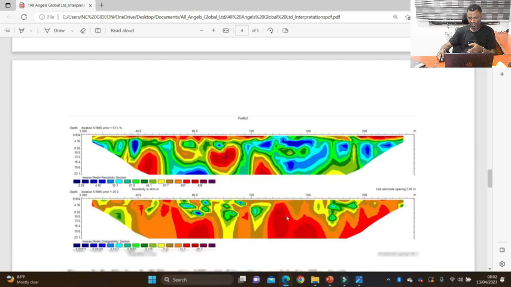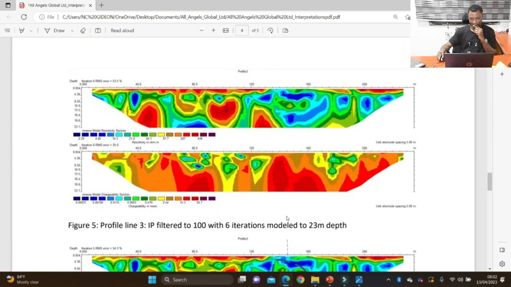Then look at the third profile. Here we applied 6 iterations, and we filtered this down. Usually when we get high IP data, we filter it out and remove high numbers and see the distribution, because most of the time when you are gridding, the high numbers will mask a lot of things, so you won't be able to see in detail what is there. That is the sense of depth resolution, trying to resolve from depth to depth.